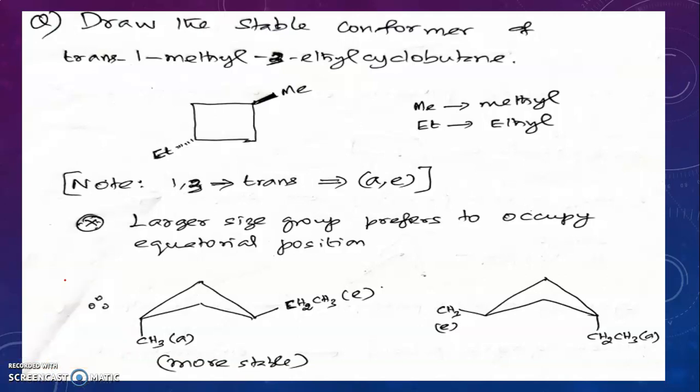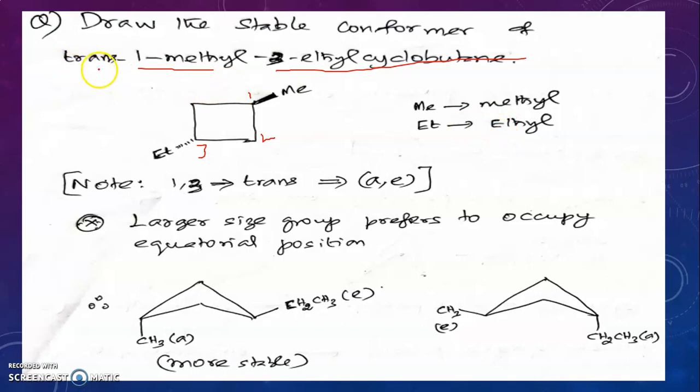Then, this is an important question here. In this question, I would like to give some information. That's why I have taken this question. So, draw the stable conformer of trans 1-methyl 3-ethyl cyclobutane. Okay. So, here I have shown this in a planar form. In the planar structure, if I take this as carbon 1, this is 2, and this carbon is number 3. So, in carbon 1 we have methyl, and in carbon 3 we have an ethyl group. Okay, Me represents methyl, Et represents ethyl here.